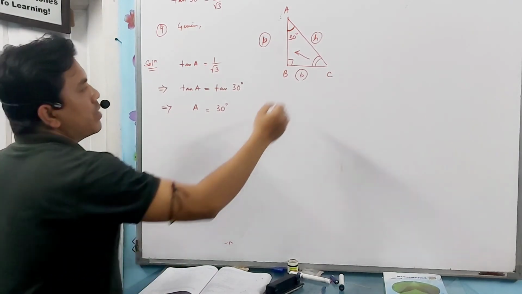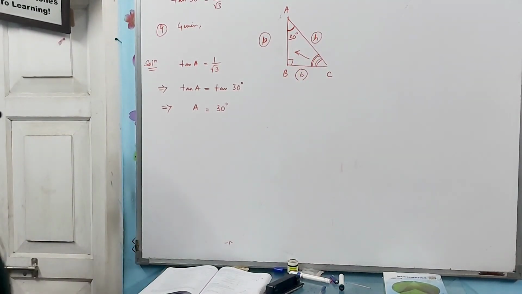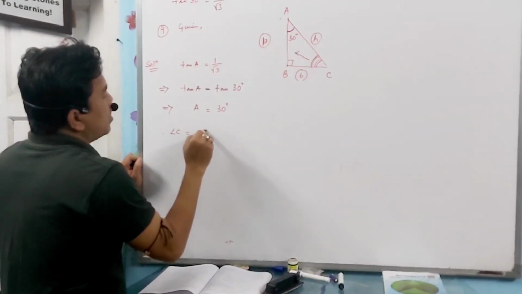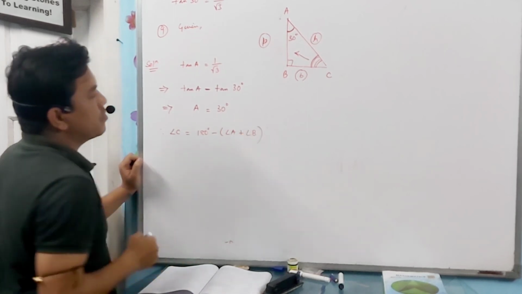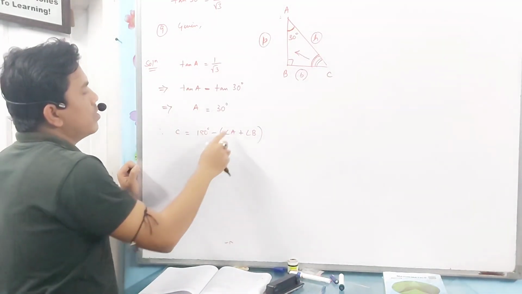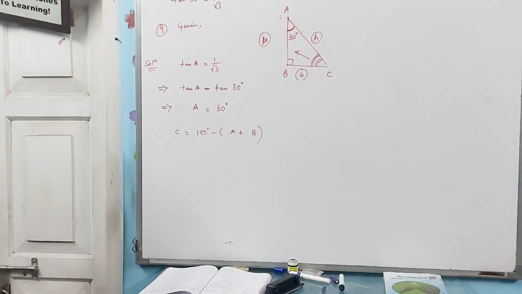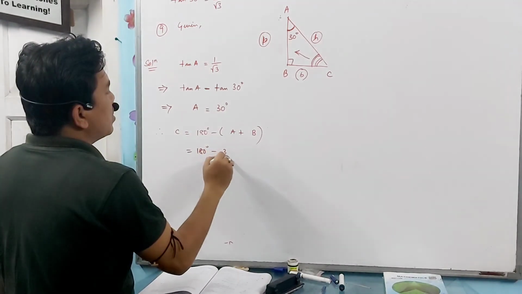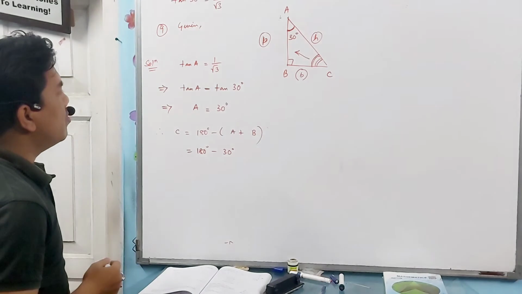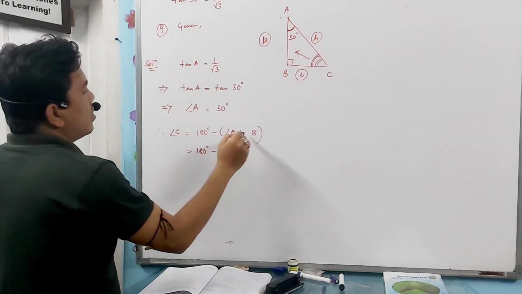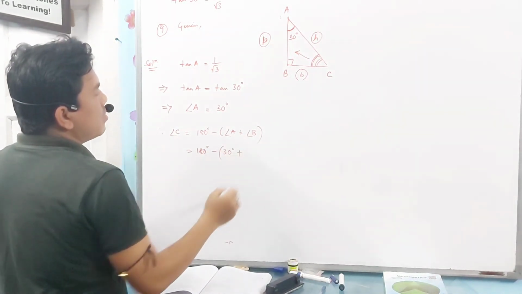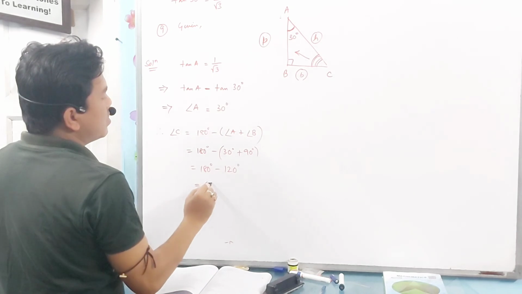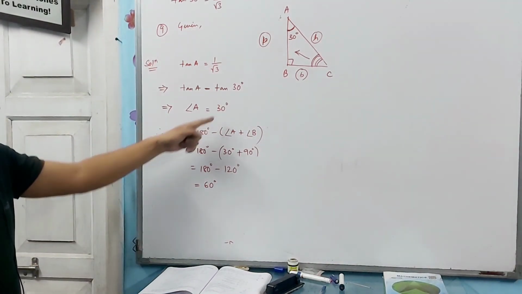This we know it is already 90 degree. Can we find out the other angle? Yes, by using the angle sum property. Therefore, angle C will be equal to 180 degree minus (angle A plus angle B). In this case you don't put the angle symbol, you just write it this way only. Now 180 degree minus A, that is 30 degree. I think it will be better if you put the angle symbol, then it will be clear. Now angle B is 90 degree. So 180 degree minus 120 degree, what do we get? 60 degree. So angle A and angle C are 30 degree and 60 degree respectively.